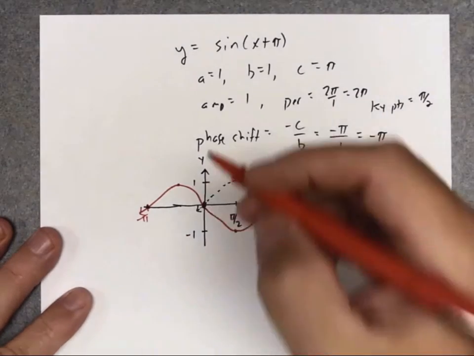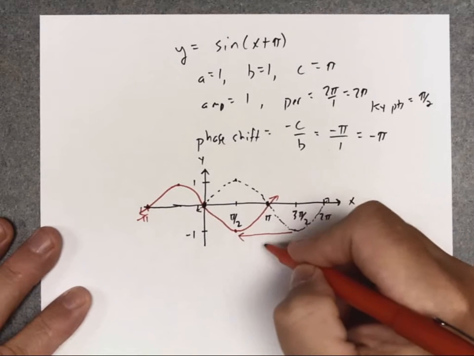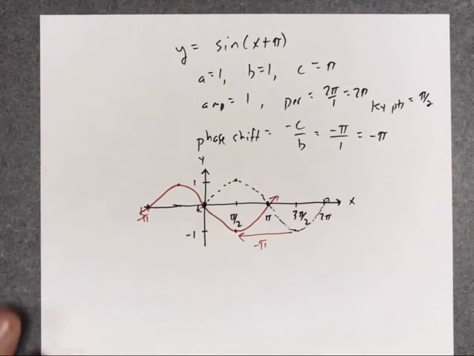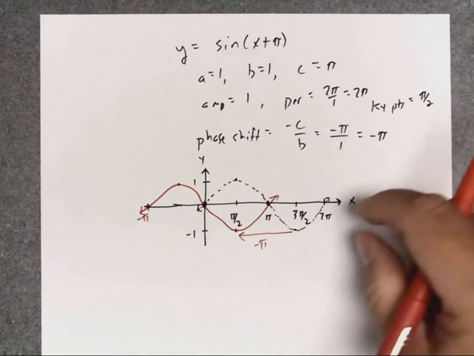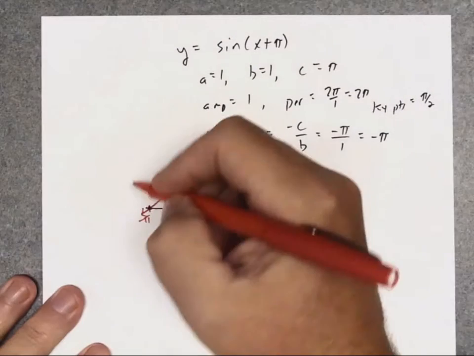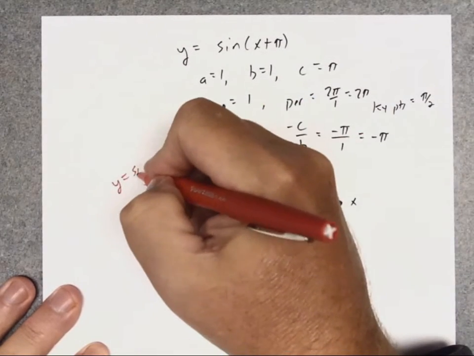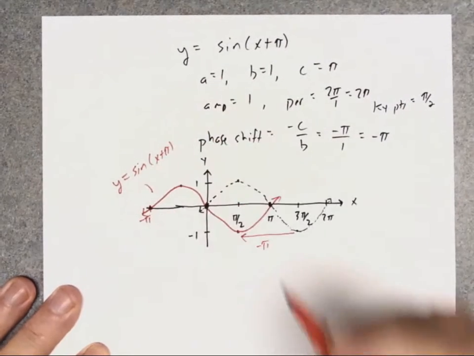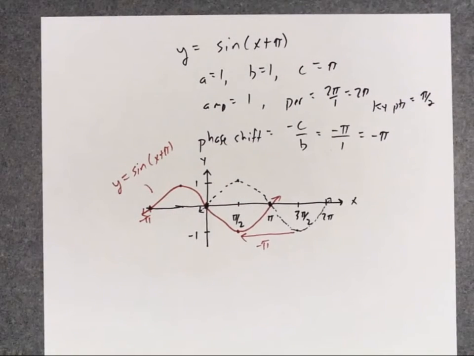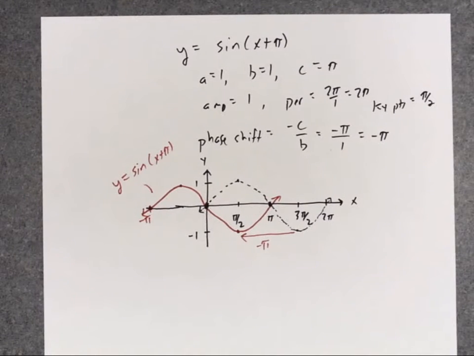hopefully you can see, from here to here, I've taken that whole dotted line graph and shifted it to the left by pi. And therefore, this graph right here is y equals sine of x plus pi. So with this phase shift, what I normally do is make a sketch of the graph before I include the phase shift, and then just shift the whole graph whichever direction I need to.